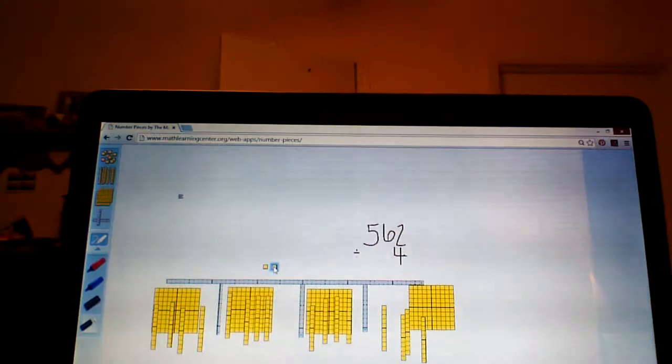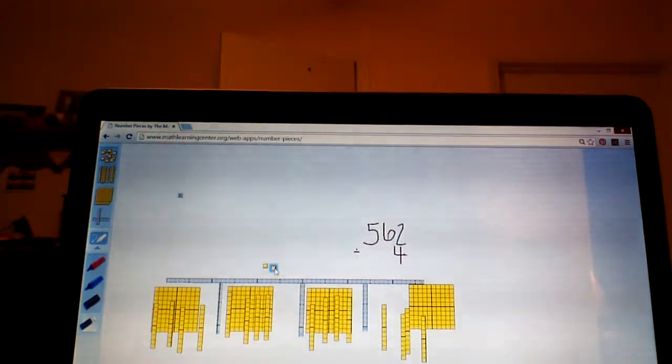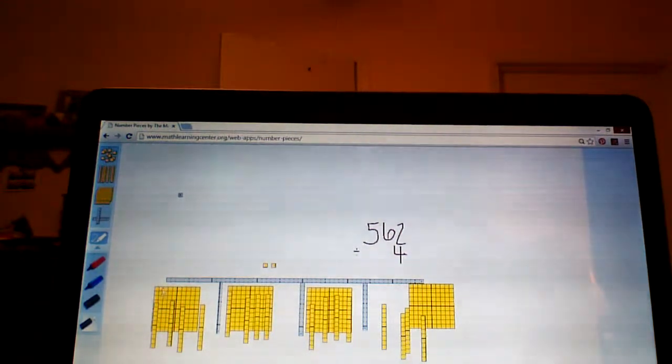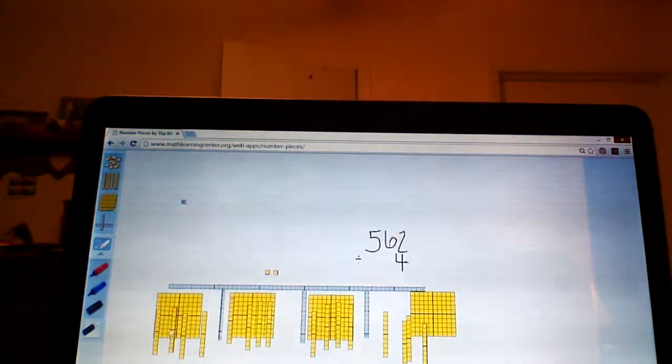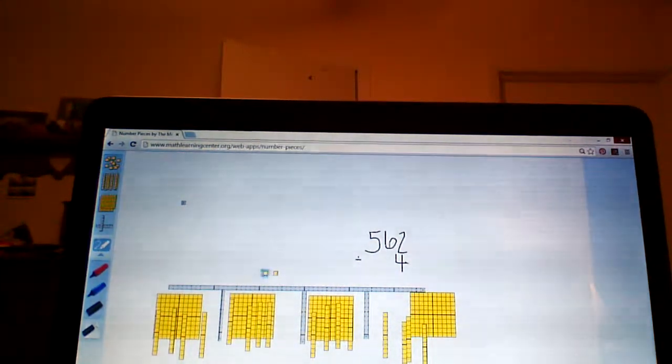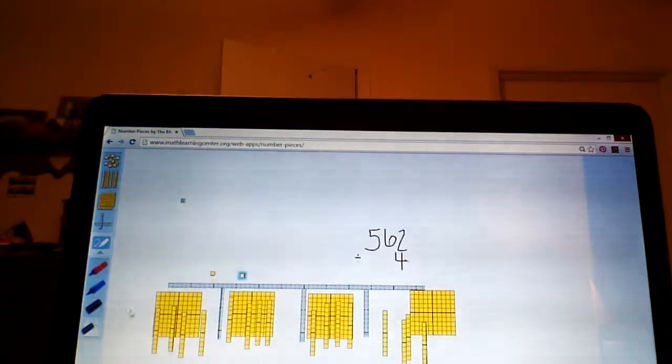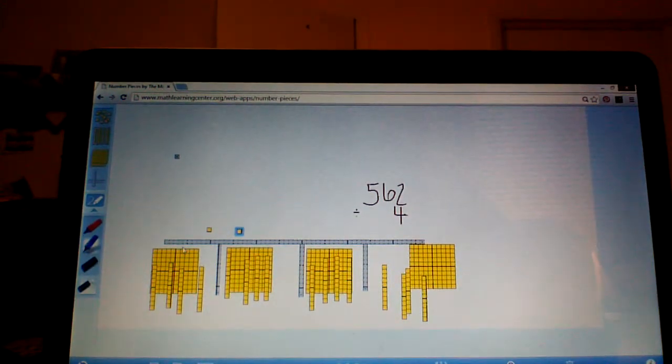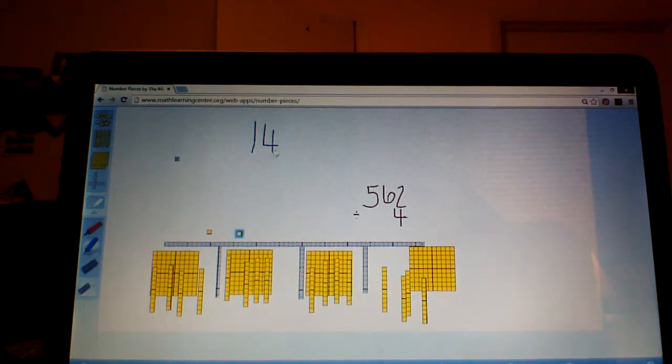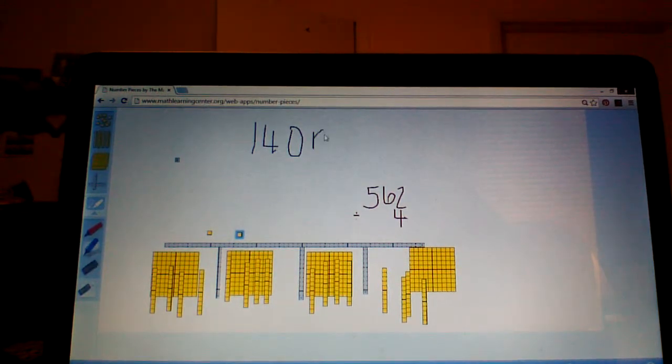Okay, this is our remainder. This is what we have left over. Out of 562, we have 2 left over. So in one section right here, that is our answer. But don't forget we have to add our 2. So what our answer would be is 140 remainder, that's an R, 2.